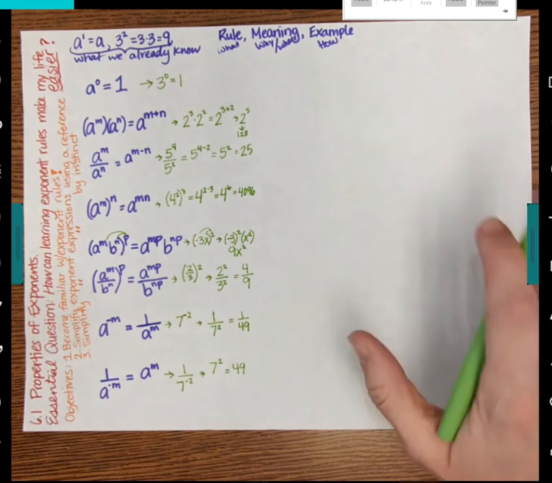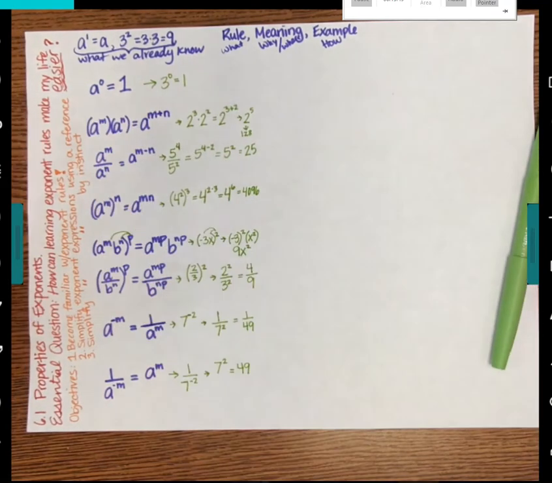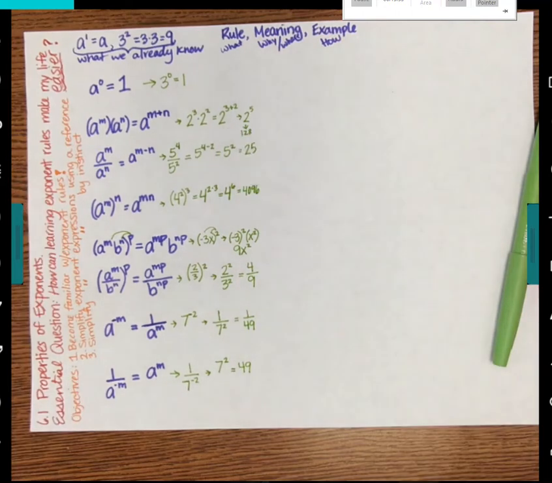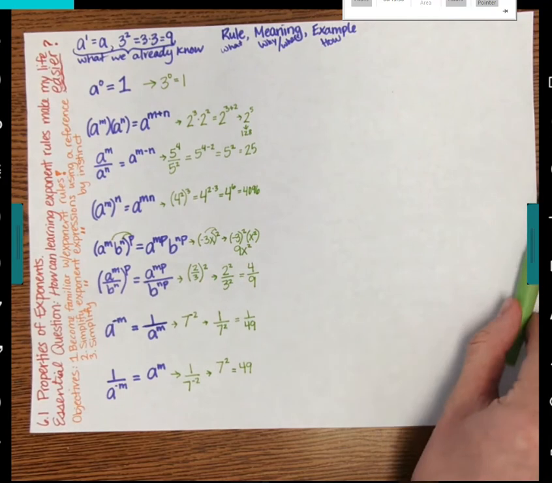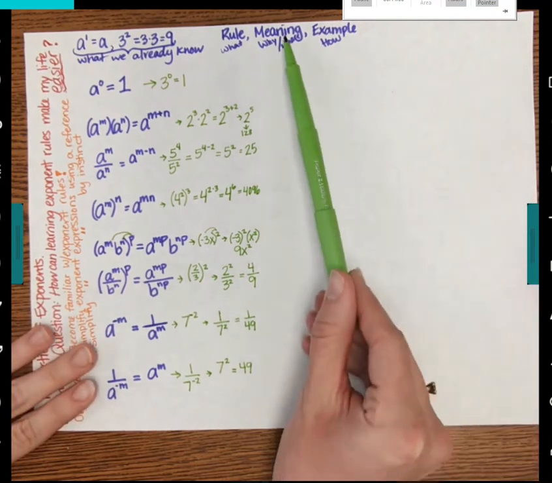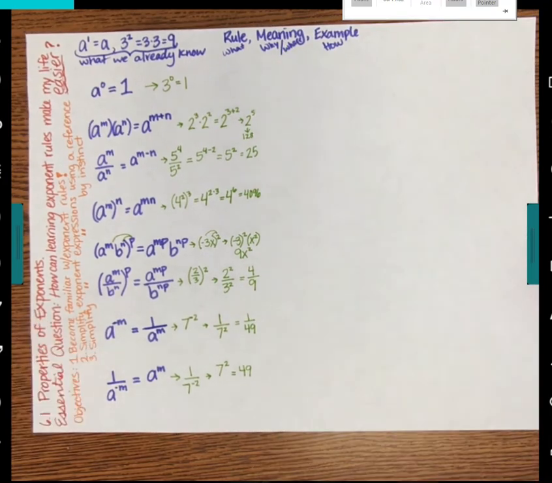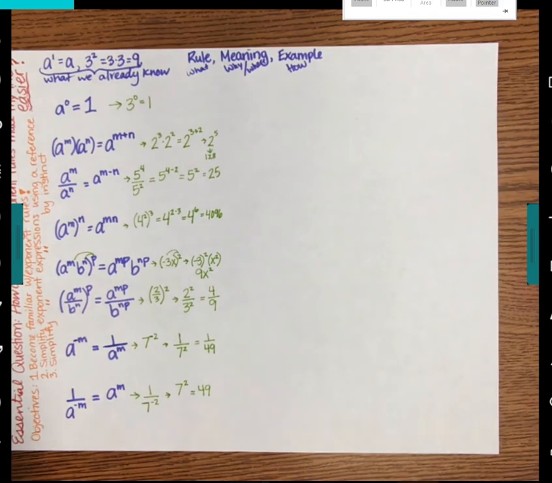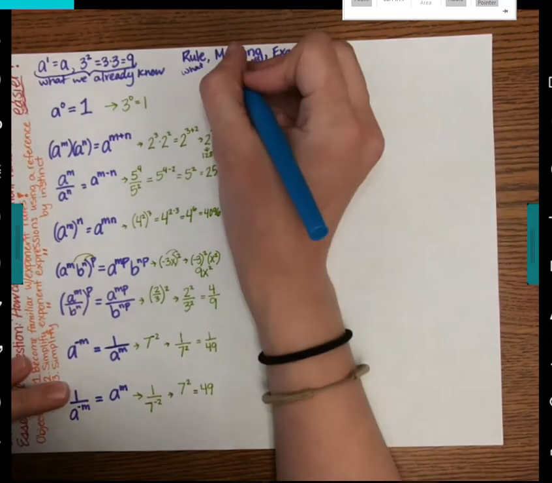So this is the rule using variables. That's the official way. Here's just demonstrating the rule very simply with numbers. Now we're going to look at where these rules come from, the meaning, why we have them, where they came from, and then we'll do slightly more complicated examples. I'm going to do the meaning in blue.